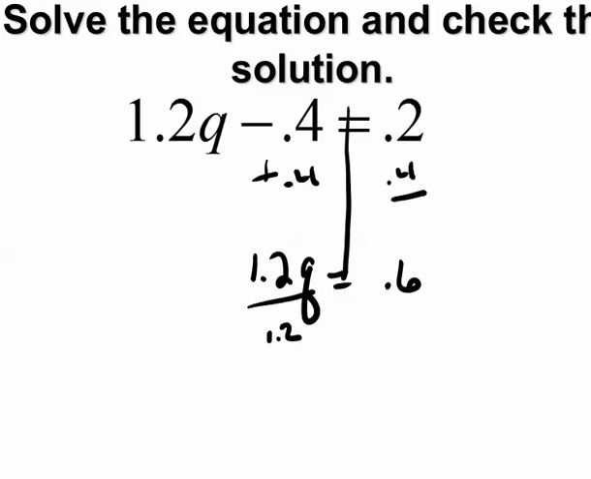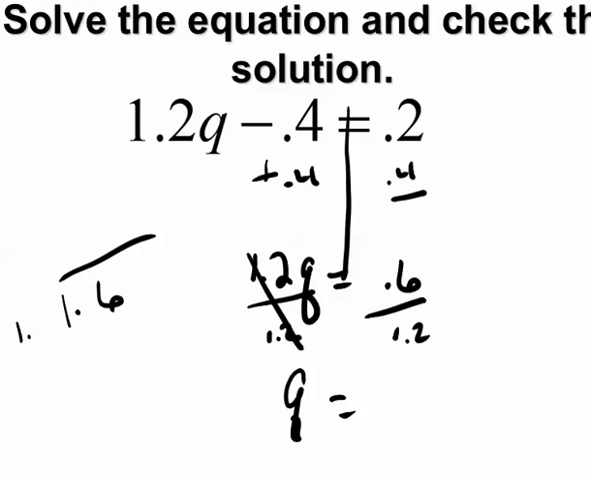Divide by 1.2. Remember, we have to go over here and do our division. We have 0.6, 1.2, move the decimal over 1. So therefore it's going to be 6.0 divided by 12, so it's going to be 0.5 is equal to q.